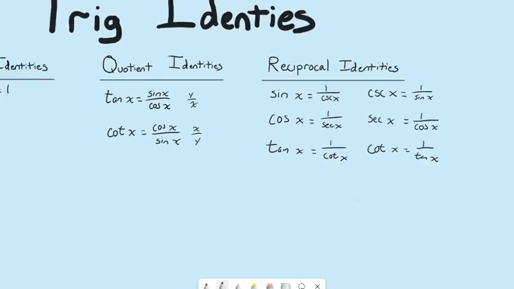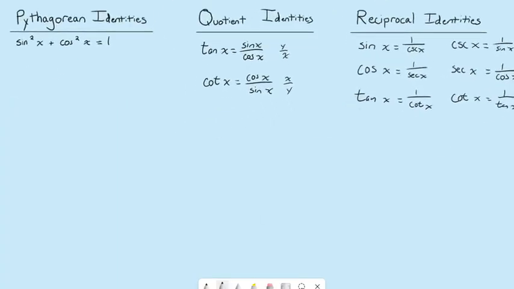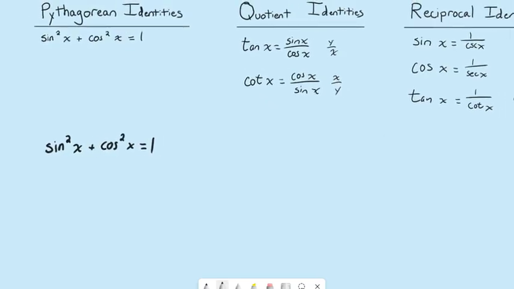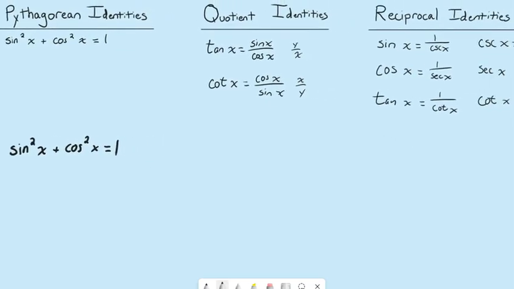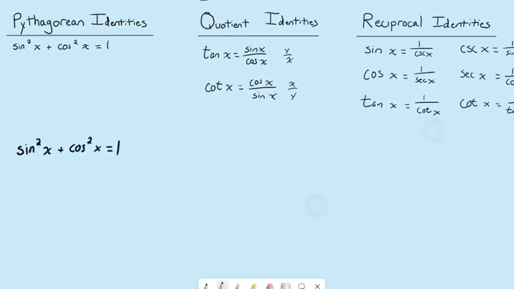Now I just want to get a couple more, and they are going to relate to the Pythagorean identities. So to do that, I'm just going to rewrite the Pythagorean identity that we know so far right here. We got sine squared x plus cosine squared x equals 1. Now, I'm going to use a combination of reciprocal identities and quotient identities to get just a couple more Pythagorean identities.